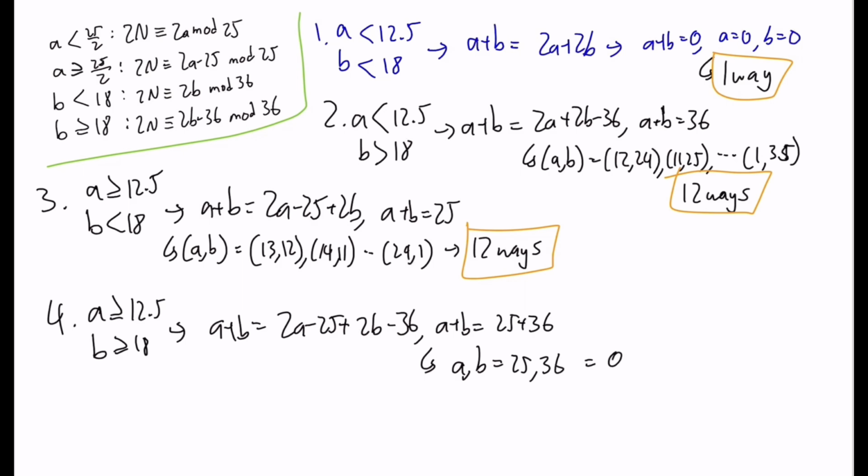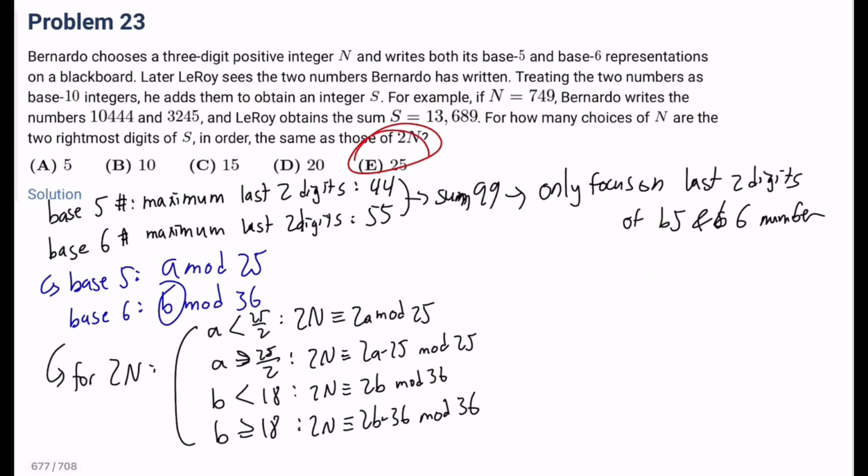And this is just 0, 0, because 25 mod 25 is 0, and 36 mod 36 is 0, so that's just 0, 0. That's just what we did right here, right? So that's the same thing, so we don't count that. And so, now summing all of these together, we get 12 plus 12 plus 1 equals 25, and that's our answer, so it's E.